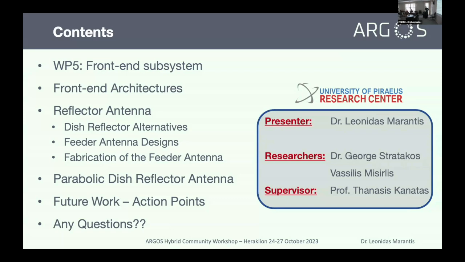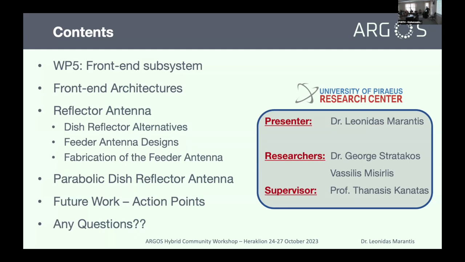And I'm going to describe a few front-end architectures, a few alternative scenarios that we have investigated together with the Max Planck Institute engineers. And then we're going to spend a few slides on the reflector antenna, on the dish reflector alternatives, on the feeder antenna designs that we are designing in our laboratory, and a few slides talking about the fabrication of the feeder antenna, because we're going to make a custom-made, let's say, horn antenna for the feeder of the dish reflector.